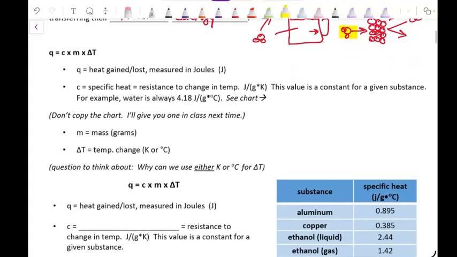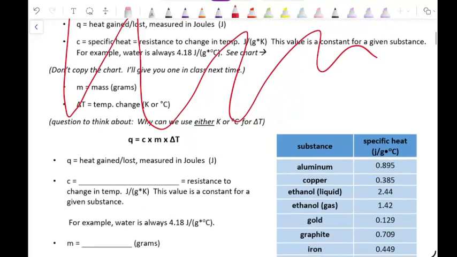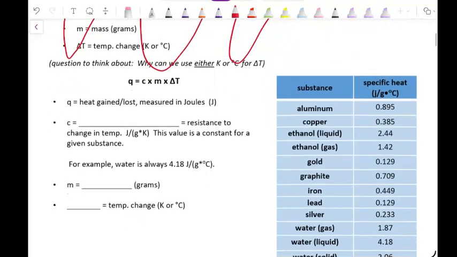Okay, so then we have to talk about doing some calculation with this. I'm actually going to ignore this little section. I just realized that I copied it twice. So we're going to come down here where it says Q equals C times M times delta T.